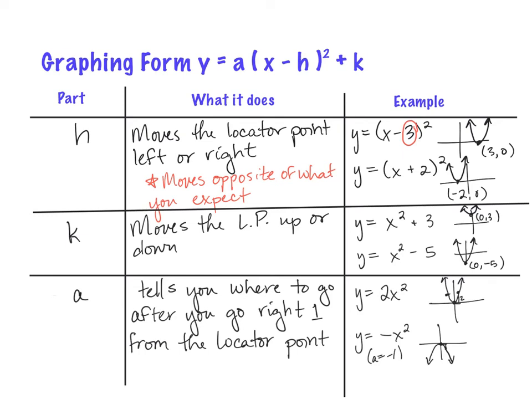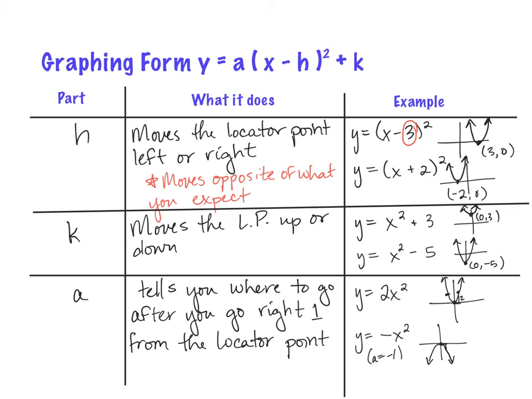So the pattern after that initial move, like you go right 1 and up 2 for this one. After that, you have to be careful about what that pattern does. But that A value, that's a good starting point for figuring out what that is. And if you're ever in doubt, always plug in numbers. Just plug in an X value and see what you get for Y.